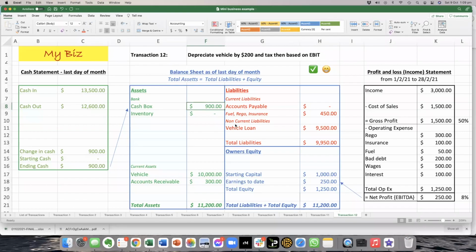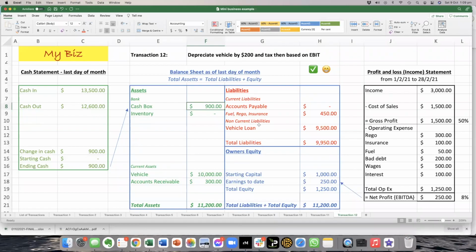Transaction 12, our last transaction. And today it's the end of the financial year. We're going to depreciate our vehicle. We're going to write off some value in it, and then you'll see how the tax stuff works. And your accountant's the one you've got to talk to about tax, not my thing. But let's have a look.